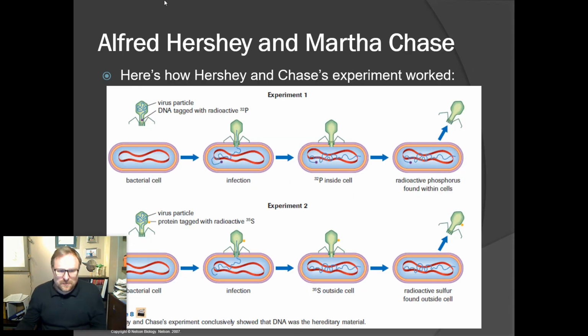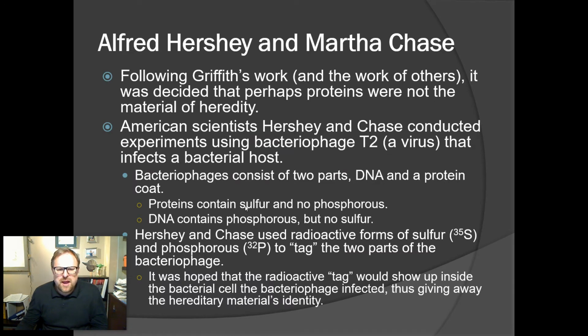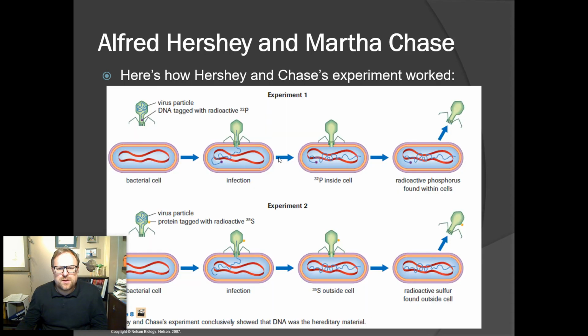So here's how they did it. They took a bacteriophage. In this case, this one was tagged with radioactive phosphorus. And if you forget, phosphorus is in DNA, right? DNA has phosphorus in it. So the bacteriophage would come along, drop off its tagged DNA inside, and we found P32, or radioactive phosphorus, inside the cell. And after that, the bacteriophage had disappeared.